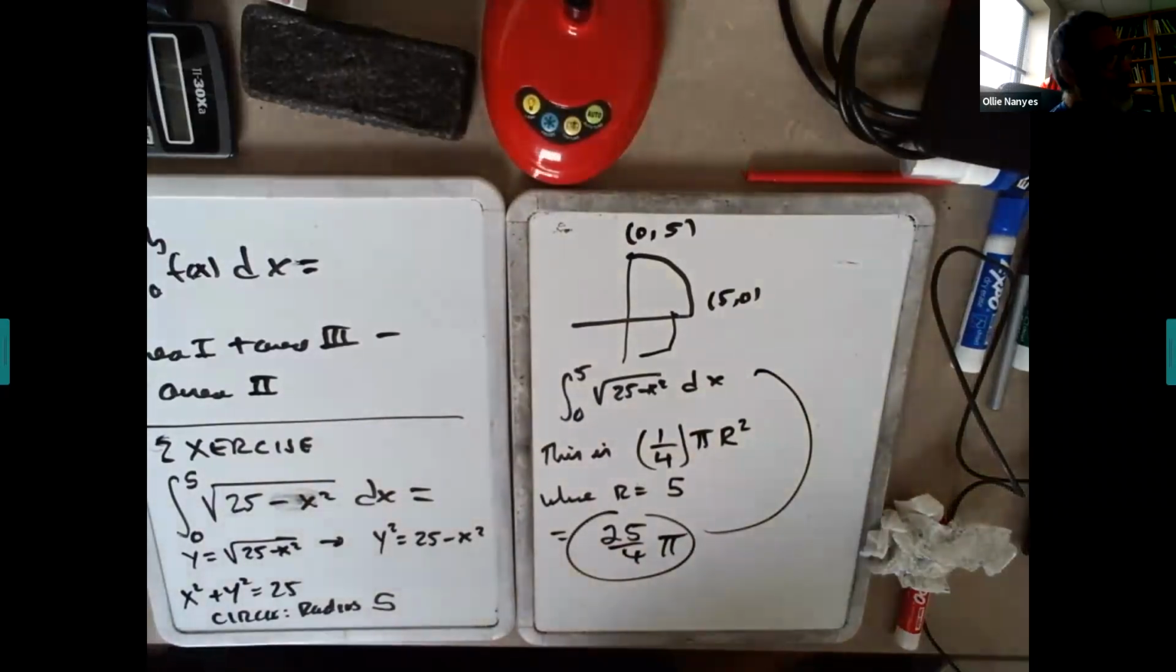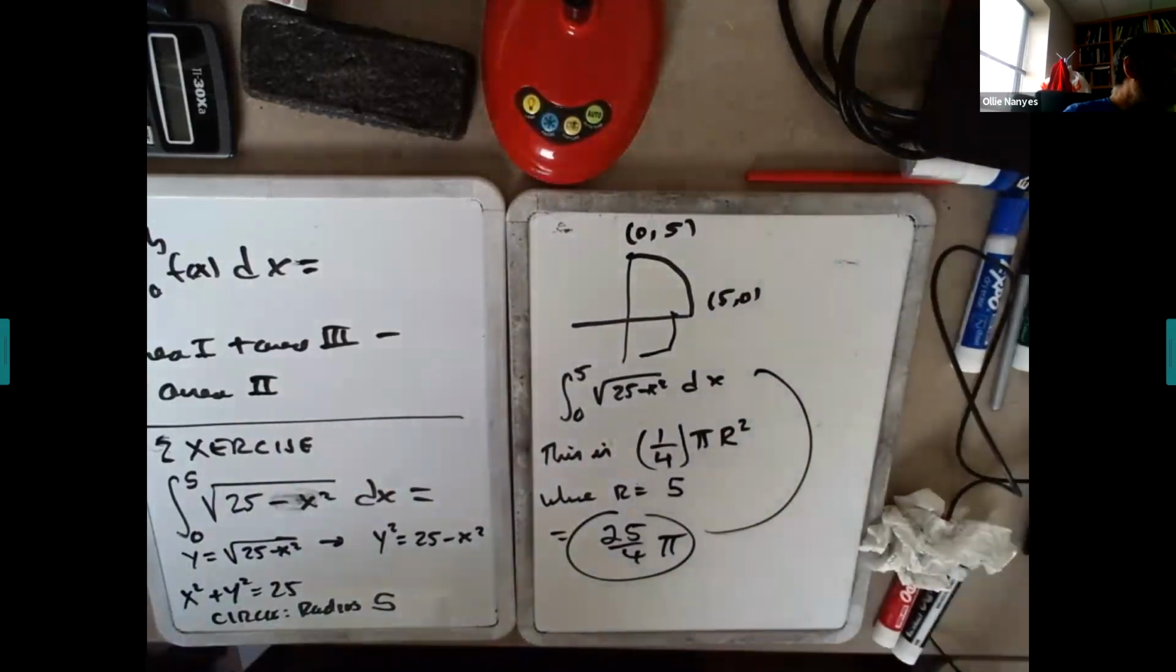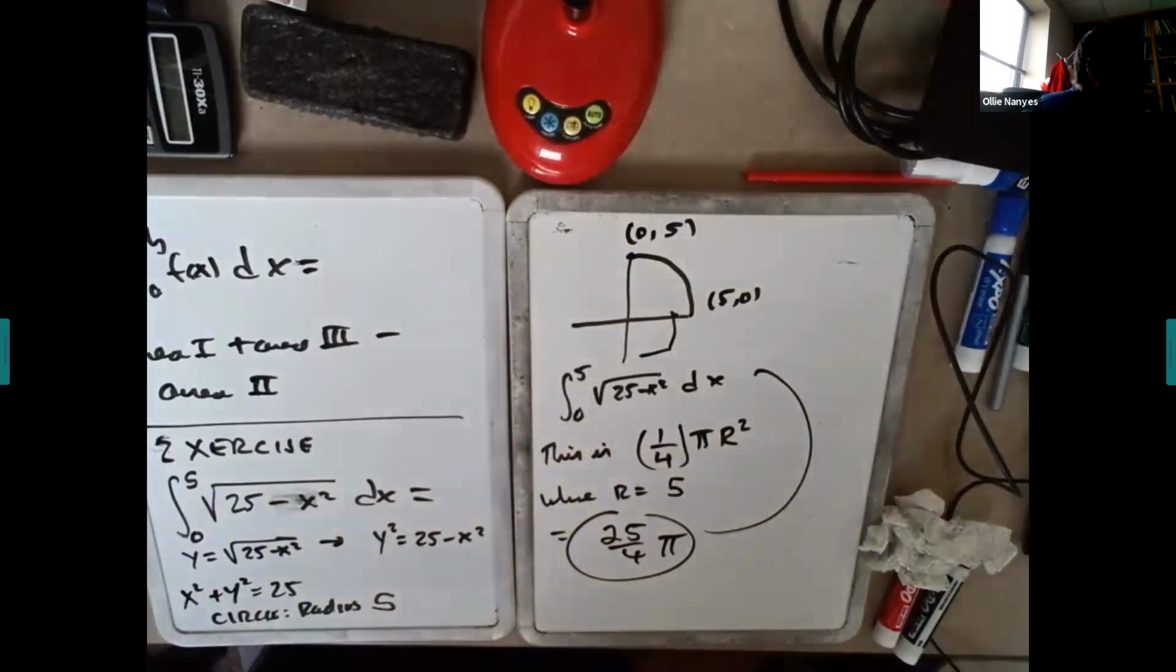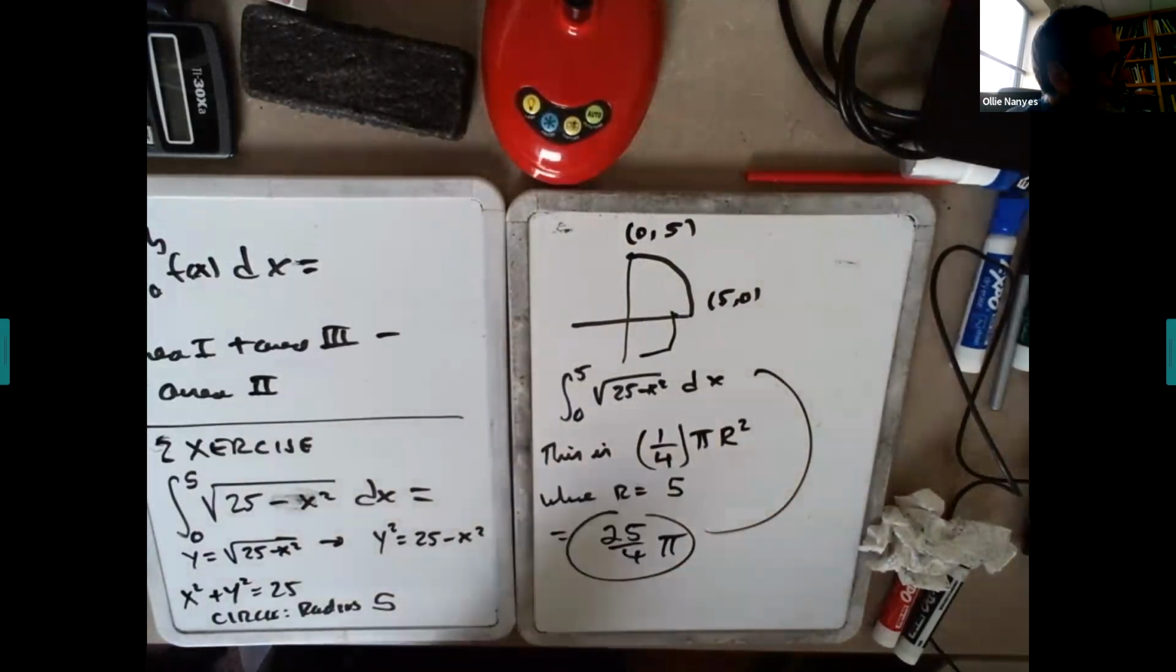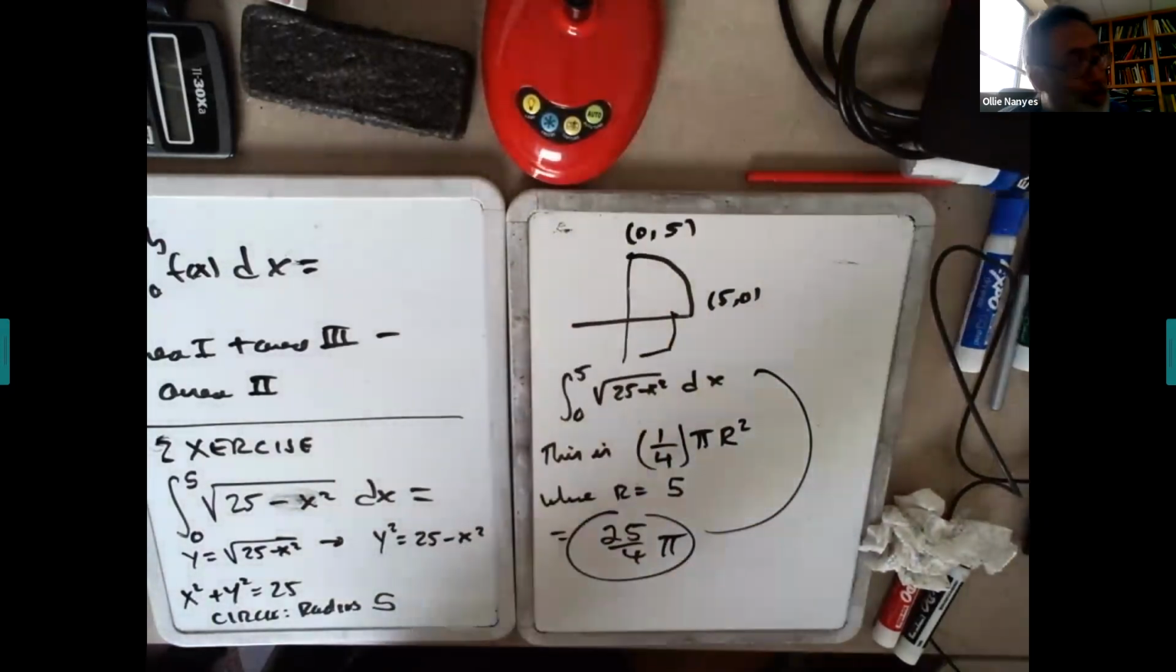And notice we didn't do it. We did no fancy substitutions. We didn't do any fancy techniques. We were able to figure out that this is just a quarter of the circle.